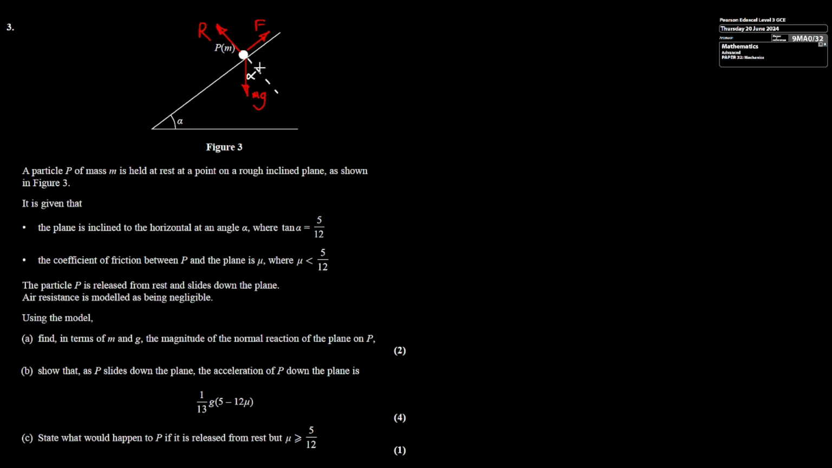To find R, it's best to resolve perpendicular to the plane because in that way we can eliminate or not include F. So effectively I'm resolving in the direction of R. So R, which is the only force pointing away from the plane, must be equal to mg, but we have to turn mg through the angle of alpha. So mg will be multiplied by cos alpha.